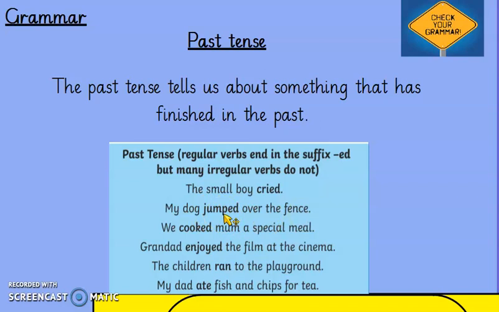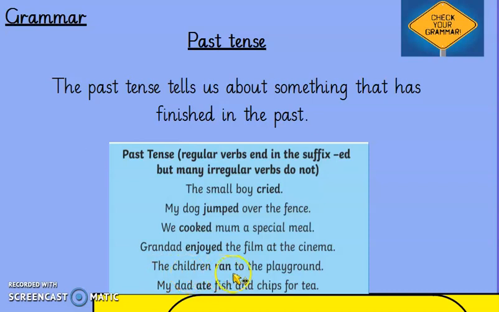So I'm going to carry on reading it and see if you can guess what is the verb, the past tense verb. We cooked Mum a special meal. That's right. Cooked is the past tense verb. Grandad enjoyed the film at the cinema. So in this case, enjoyed is the word that ends in the past tense.